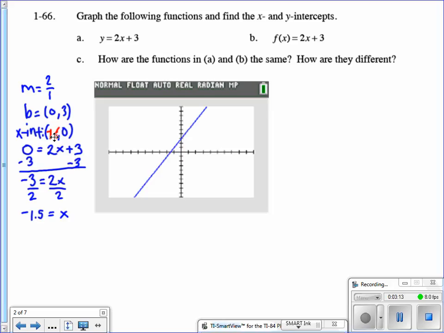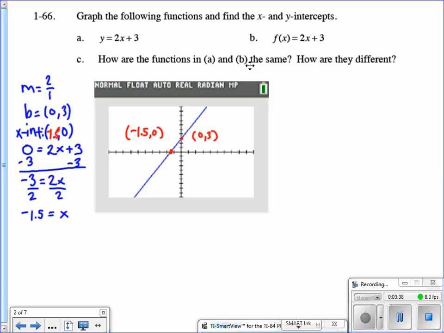And that's what it looks like over there. Sorry if that's a little sloppy. So right there, this point here is -1.5, 0. That's our x-intercept. Y-intercept we already said was 0, 3. That's this one right here.